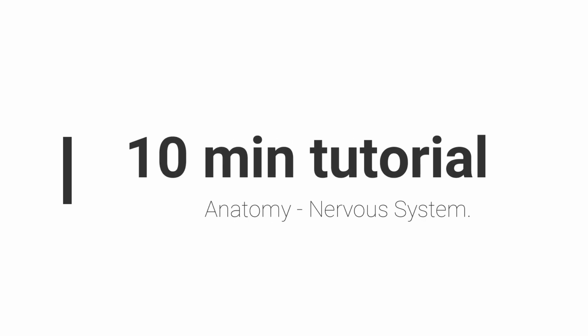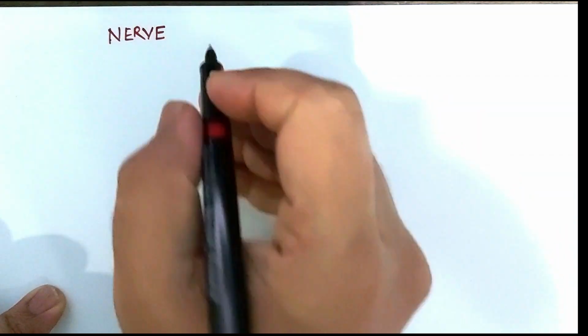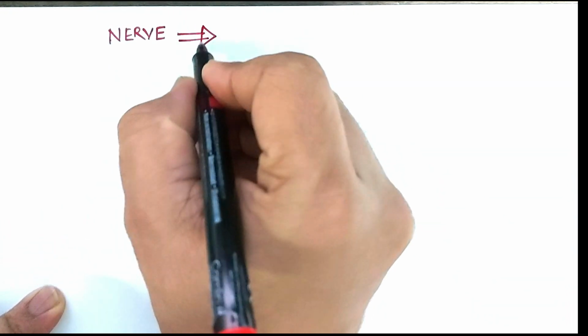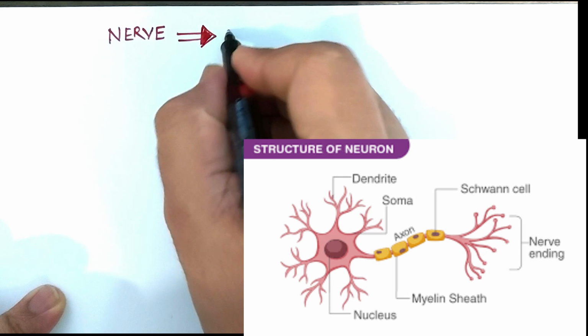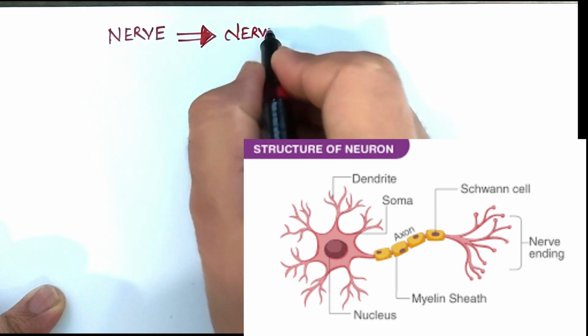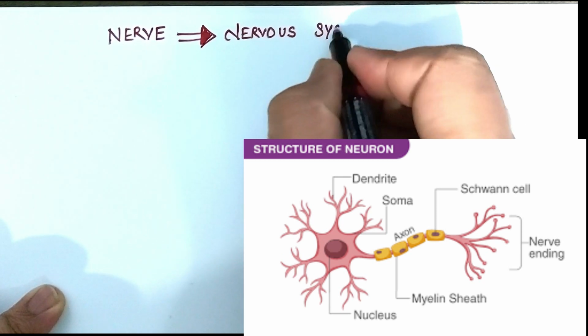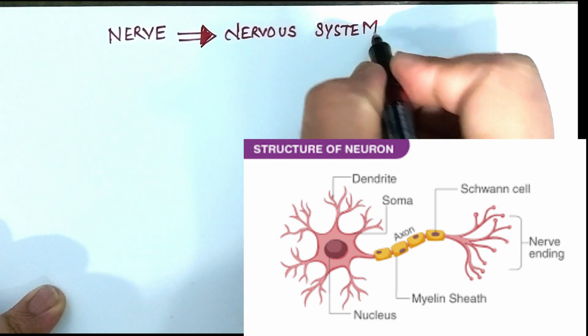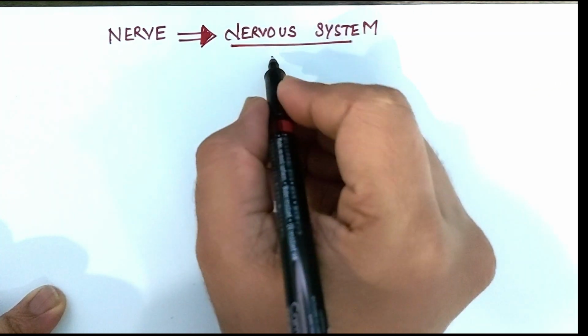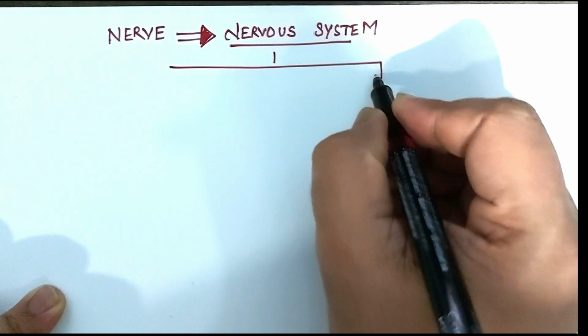In the 10 minutes tutorial series, today we will be discussing the nervous system of the human body. In the last lecture, we discussed the types of human cells, in which we specifically discussed the nerves, that is the neurons, the functional unit of the nervous system. Today we are going to talk about the nervous system.